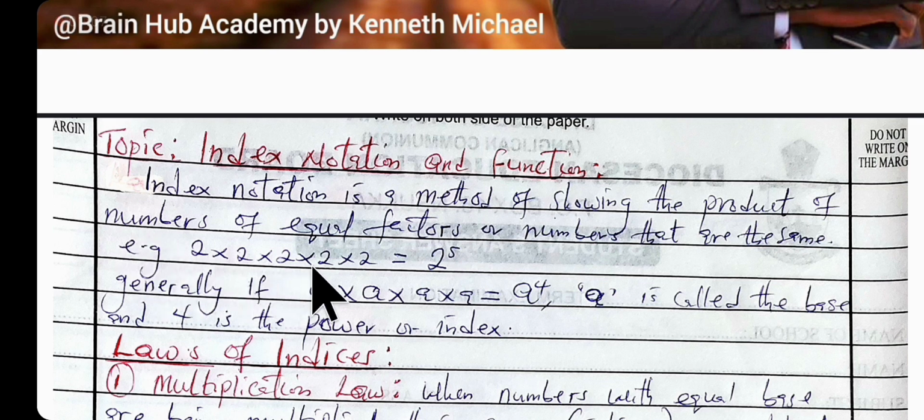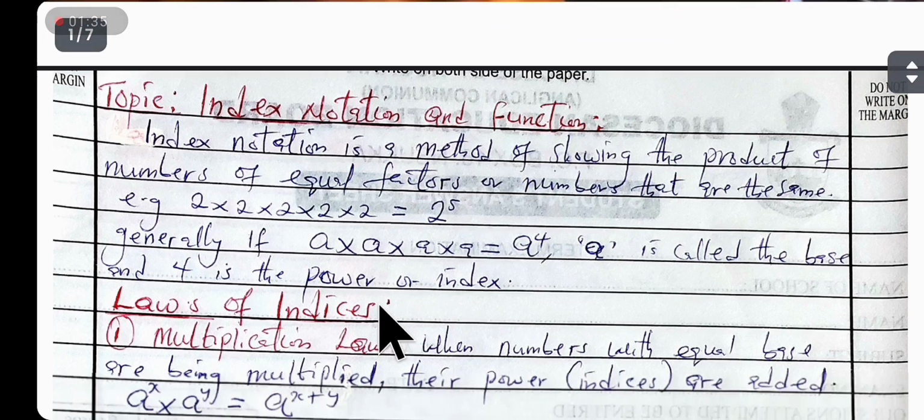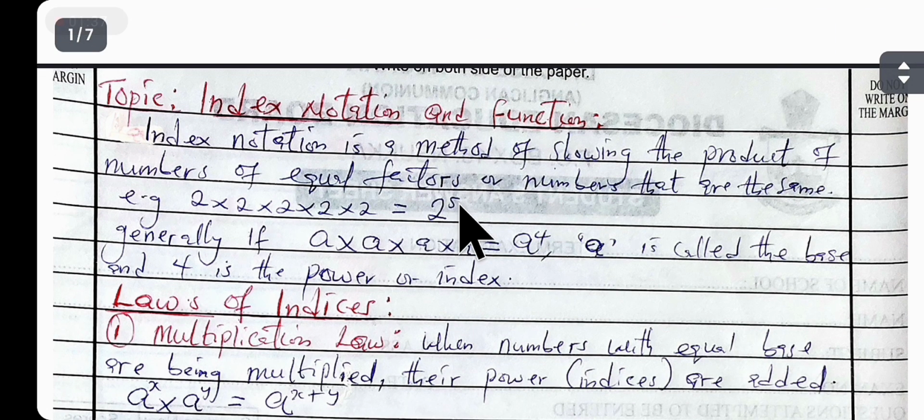For example, 2 times 2 times 2 times 2 times 2 is equal to 2 raised to power 5. Why is it 2 raised to power 5? Because we have five 2s multiplied. So generally, if a times a times a times a equals a raised to power 4, the a is called the base and 4 is the power or index. So this 2 here is the base, and this 5 is the power or index.